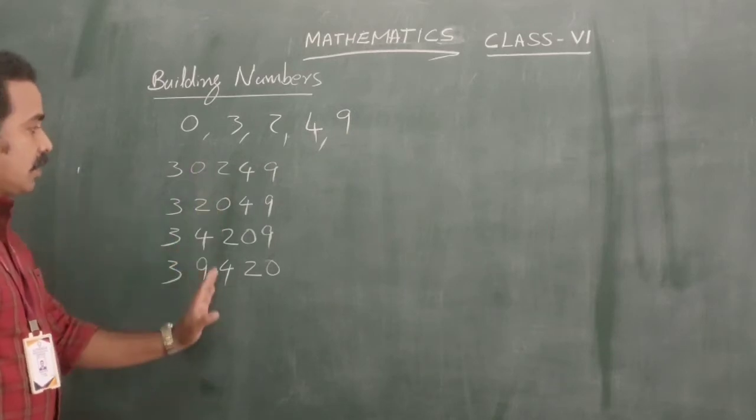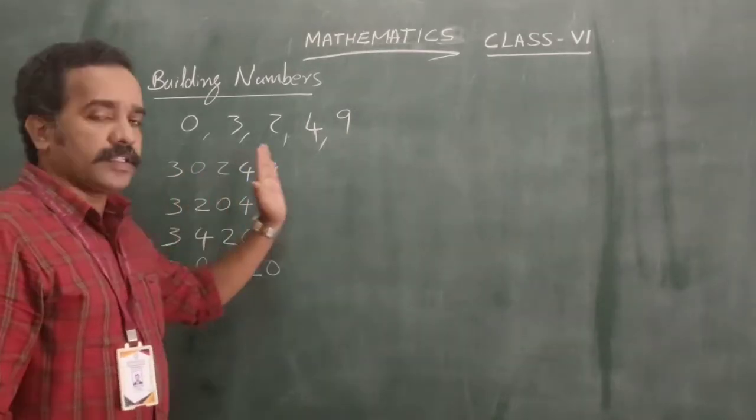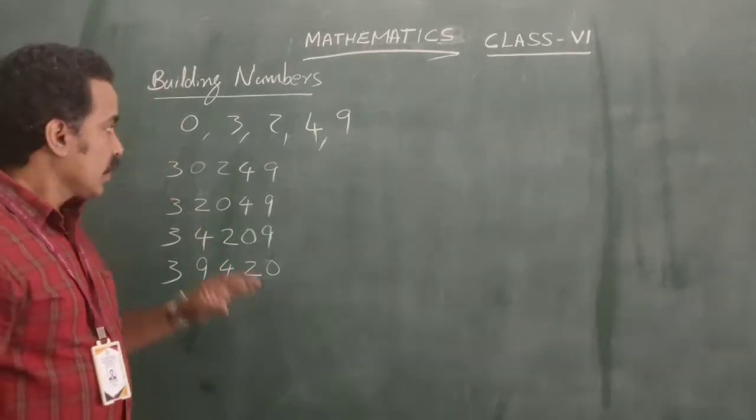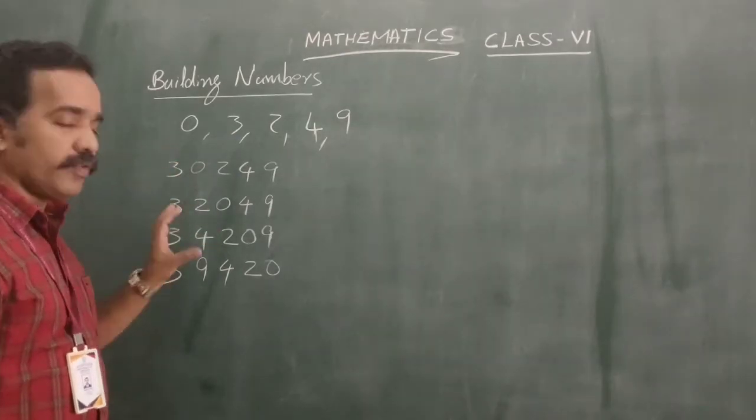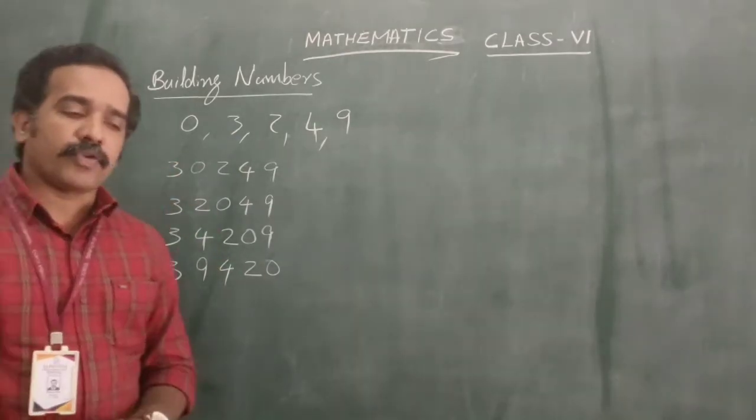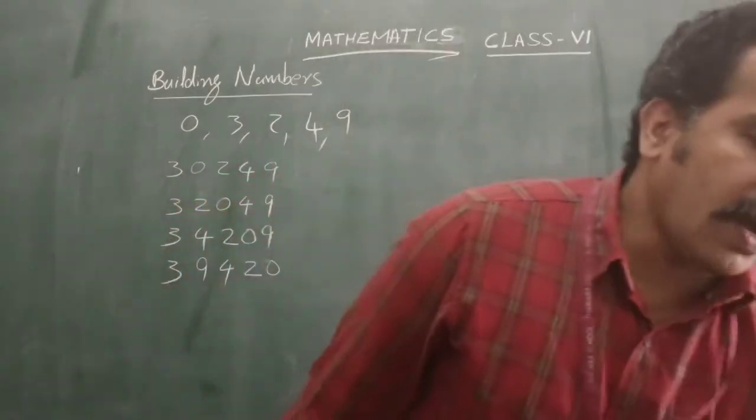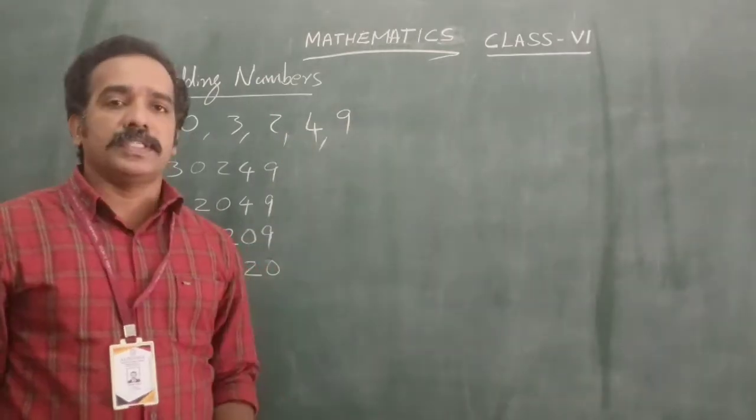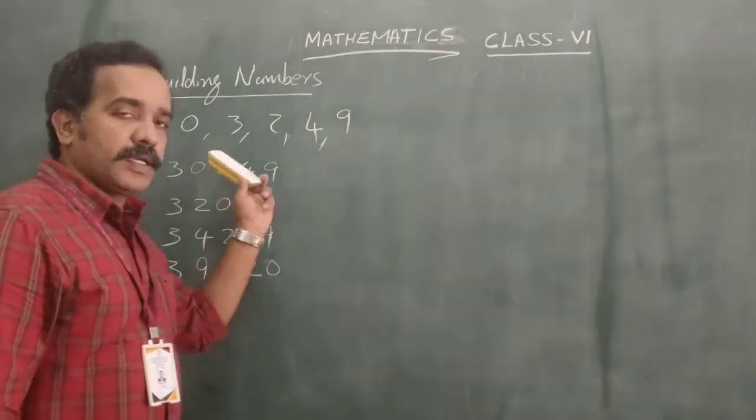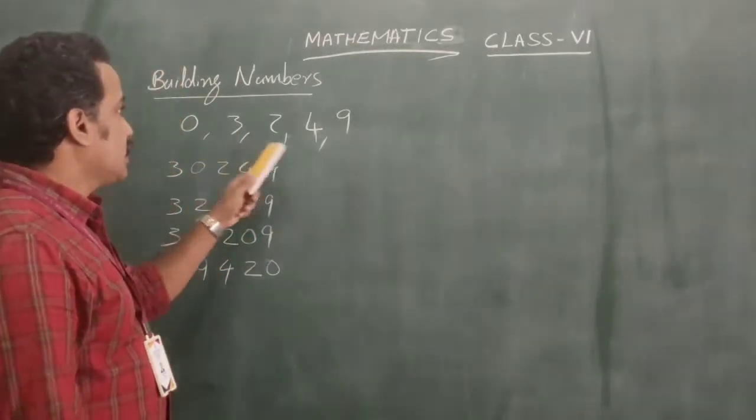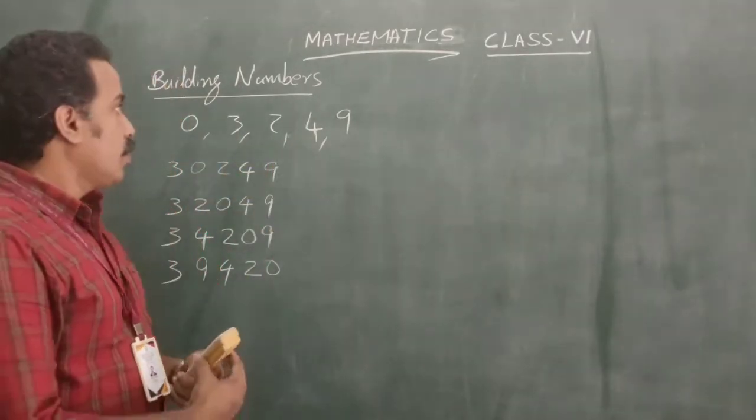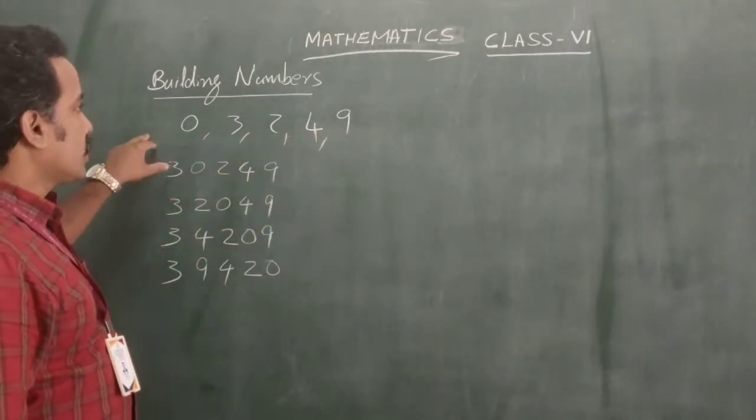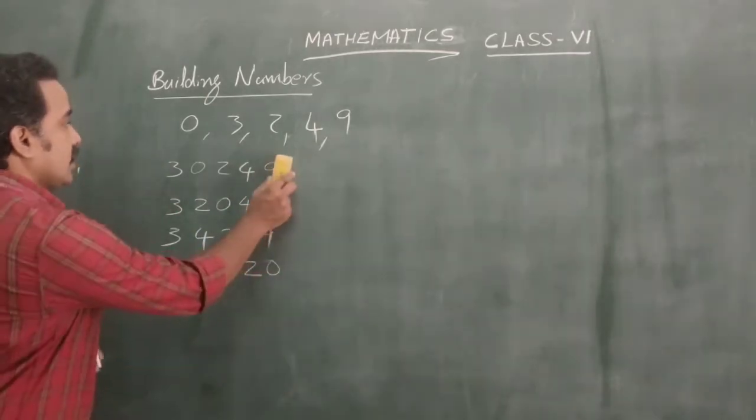Like this, by keeping the 3 in the first place and in the second place some other number and third place some other number, like that, changing the position of the numbers, we are able to make so many numbers using these 5 digits. But here our question is, how can we make the biggest number using these 5 digits, and how can we make the smallest number? Or in other words, what is the biggest number we are able to form using these 5 digits? So let us see that.